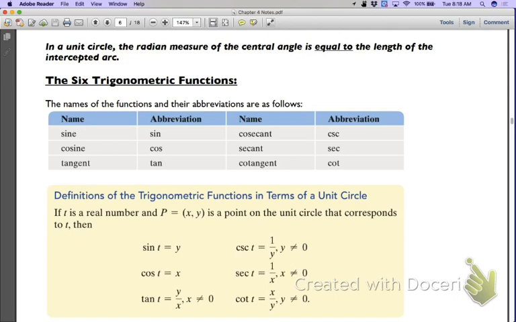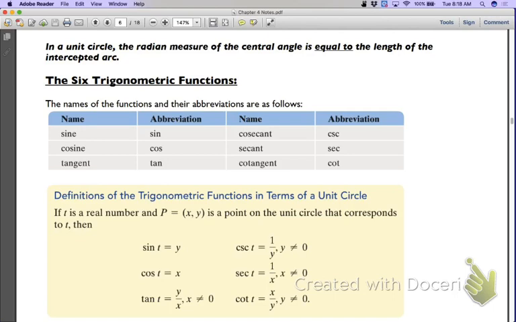So you have 6 different trig functions. The 3 that you're accustomed to are sine, cosine, and tangent. It is not sin, it is not cos, and it is not tan. It is sine, it is cosine, and it is tangent. So please, if you say, what's sin? I don't know. Something people do on a daily basis, probably. CSC stands for cosecant. Then you have secant and cotangent.